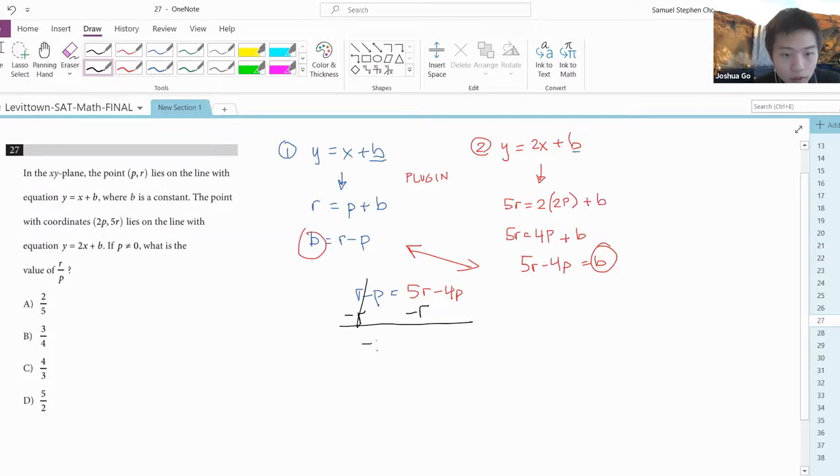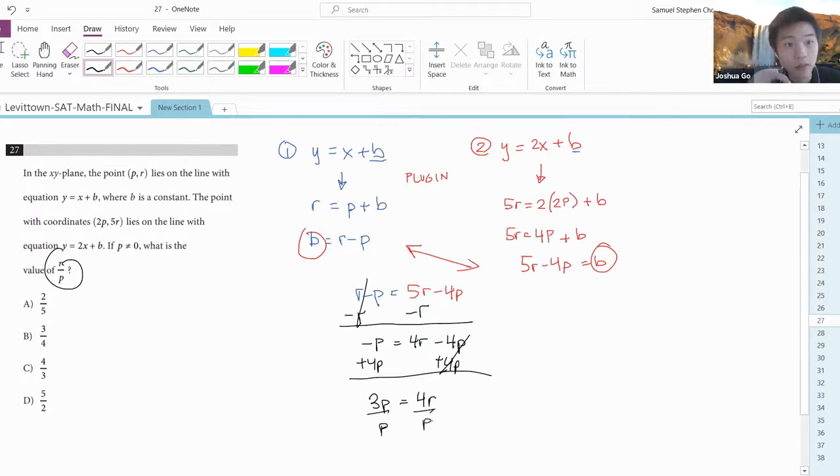And that eliminates that. And negative P equals 4R minus 4P. And then now we can add the 4P to both sides. So that cancels out, and then we have 3P equals 4R. Now this is asking for R over P, so we can quickly divide both sides by P.